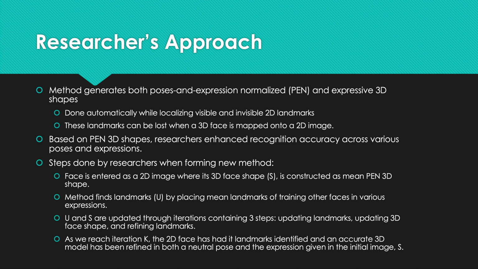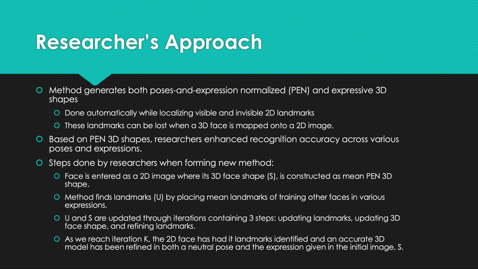The steps conducted by the researchers when forming this new method are as follows. The face is entered as a 2D image where its 3D face, noted as S, is constructed as the mean 3D shape. The method finds landmarks noted as U by placing mean landmarks, obtaining other faces in various expressions.